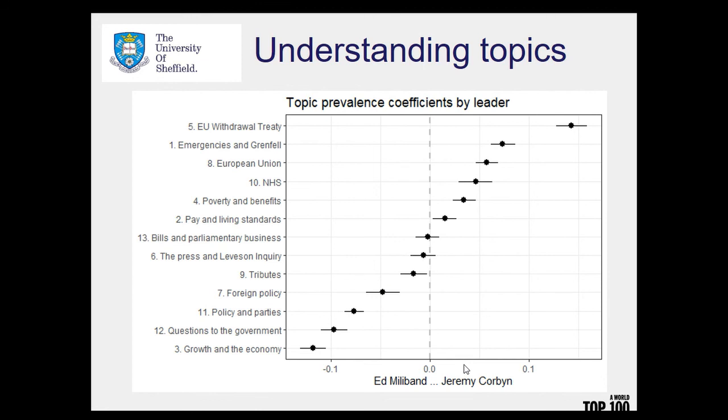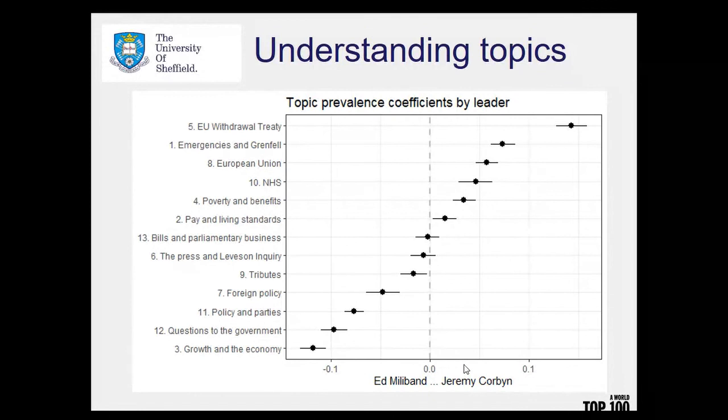But there are some that are probably less affected by these temporal dynamics that we can use to understand political style. So for Corbyn, for instance, he's talking quite frequently about issues that might be associated with the Labour left, such as the NHS, poverty and benefits, and pay and living standards. Whereas for Miliband, we see more discussion of growth in the economy, as well as a tendency to pose questions to the government and to discuss policy and parties.